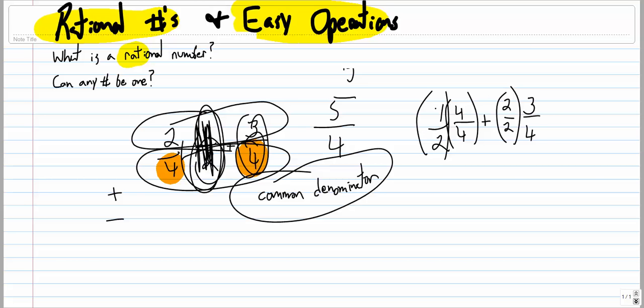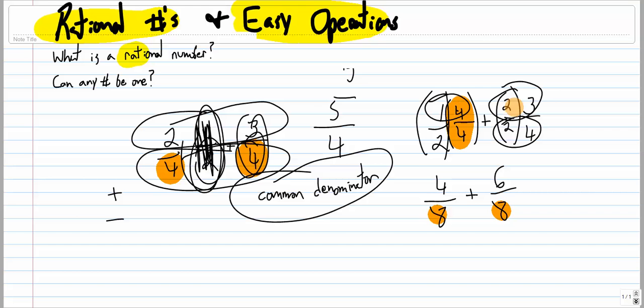So now I've got 4 times 1, that's 4, and 4 times 2, that's 8, plus 2 times 3, that's 6, and 2 times 4, that's 8. So what I did was I manufactured my own common denominator by multiplying by these fractions right here. Okay, so then what do we get? Since we've got a common denominator, we can just add. 6 and 4 is 10. 10/8, that's reducible. That's 5/4 or 1 1/4, just like we had before.